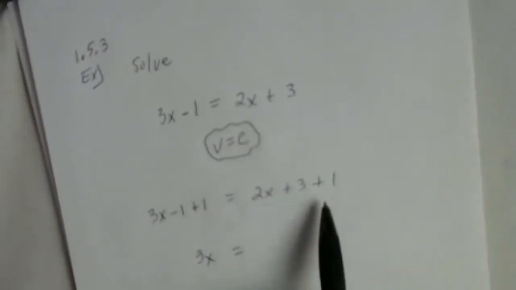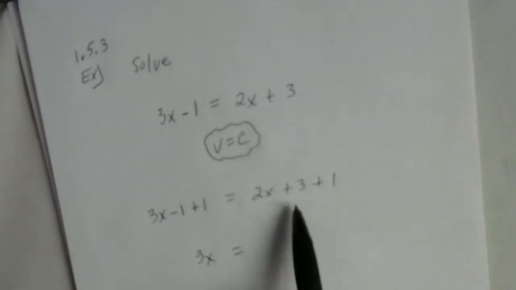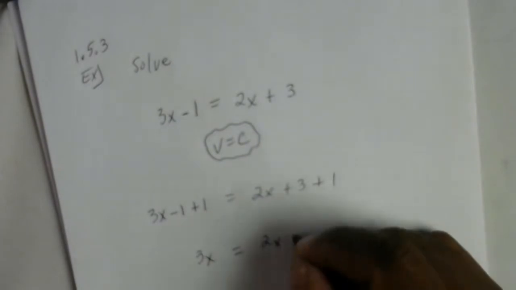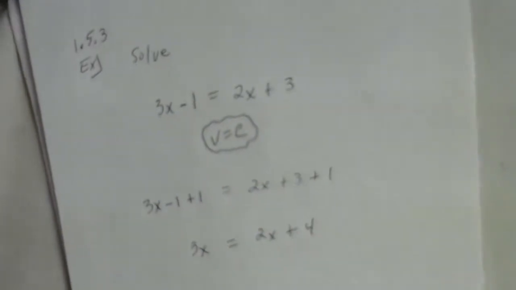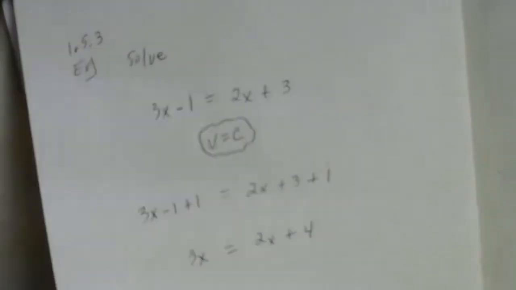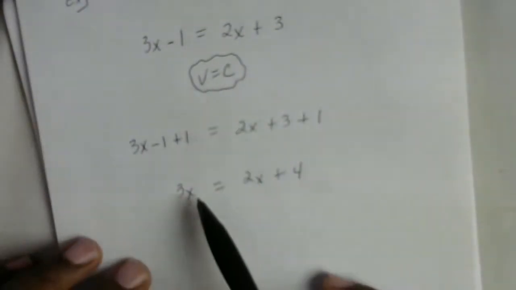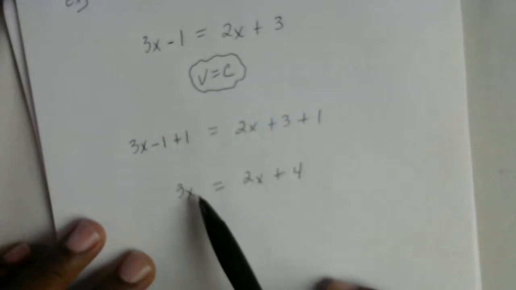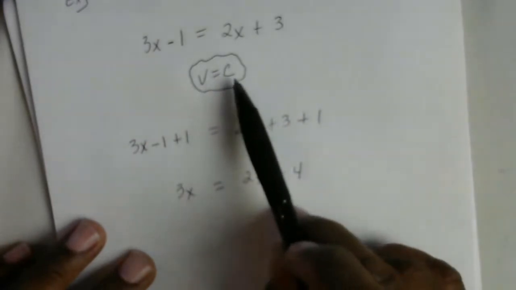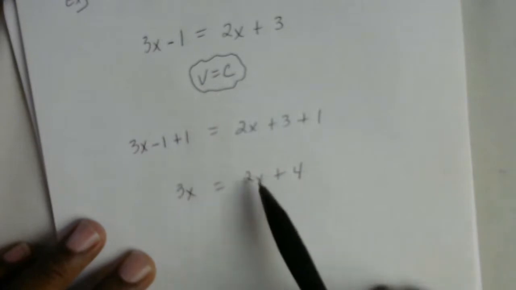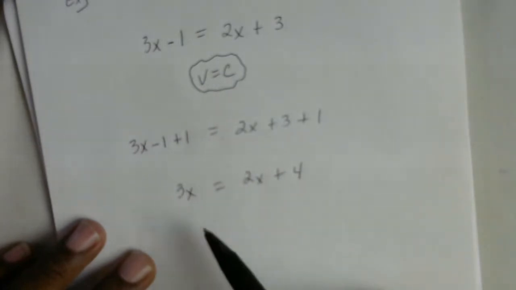And now I want to simplify my right-hand side. So I can only combine like terms. So I'm going to bring down 2x. 3 plus 1 is 4. So if I look back at my guide, I only want variables on the left. So this 3x is okay. However, on the right-hand side, I only want constants. 2x is not a constant, so I'm going to move it or transpose it to the other side.